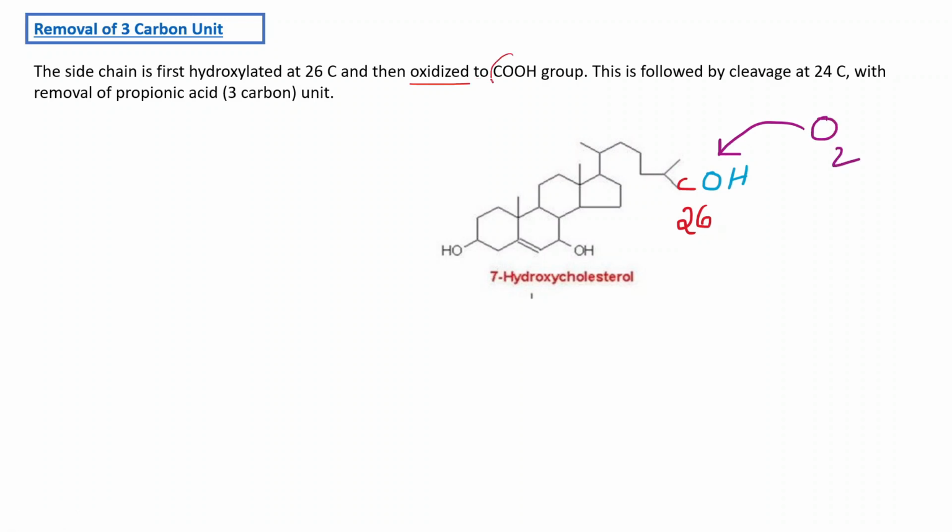And what is formed here? A COOH group gets added at the same 26th carbon. After this, a cleavage happens here, at the 24th carbon, and in that way a 3-carbon part is removed from the whole structure. By that way, a 24-carbon primary bile acid is formed.